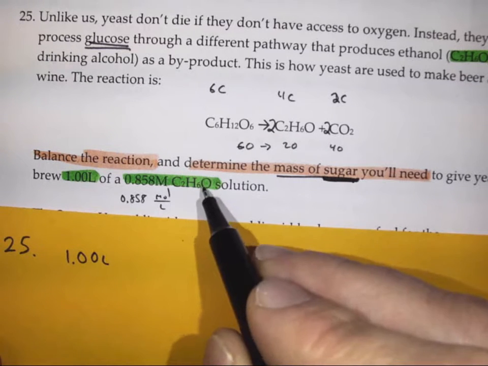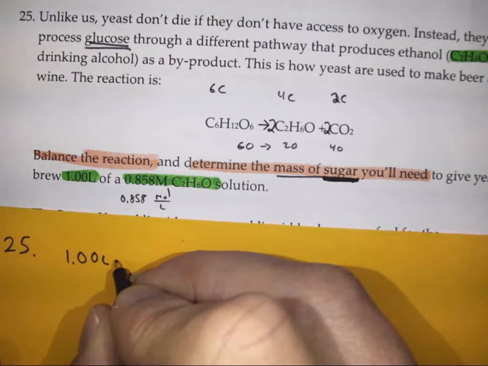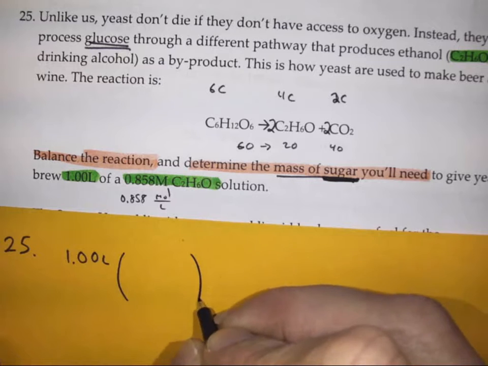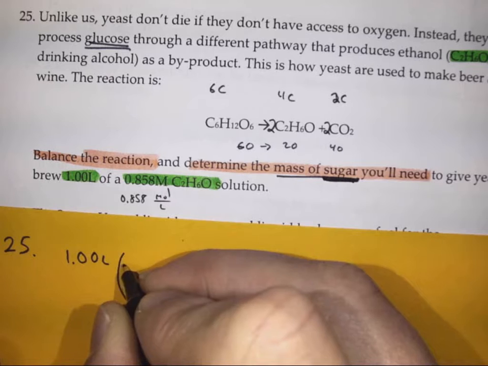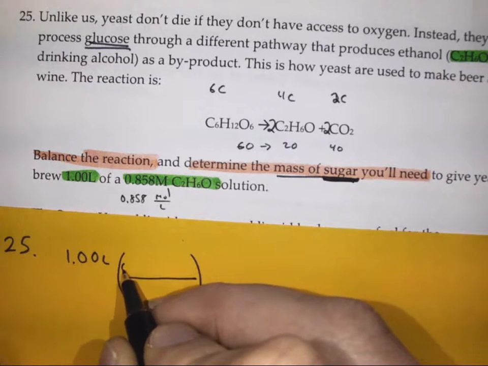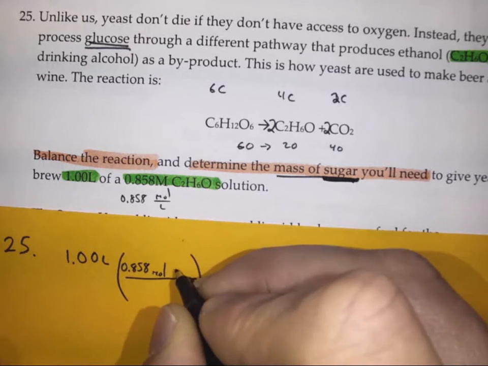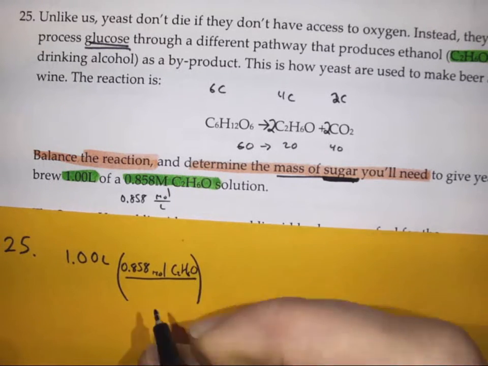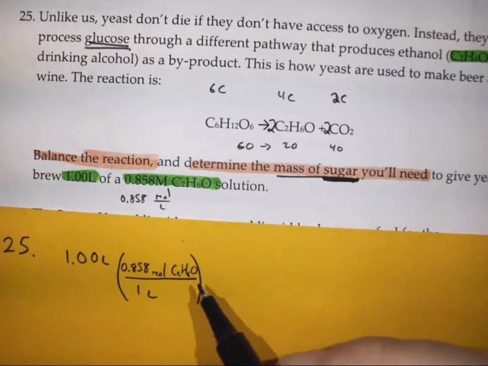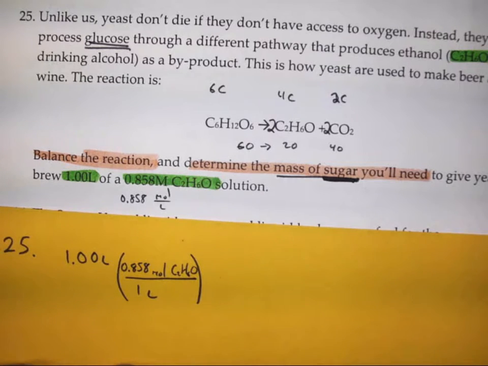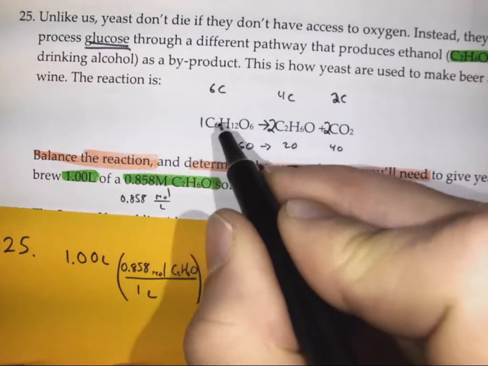To do that, we're going to start with 1.00 liters and turn that into a number of moles of ethanol. So I'm going to use the molarity, 0.858 moles of C2H6O over 1 liter of solution. And now I need to know how many moles of ethanol I get for every mole of glucose. And it looks like it's a 1-to-2 ratio.